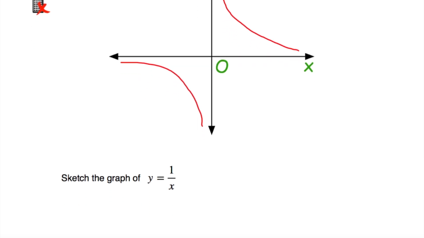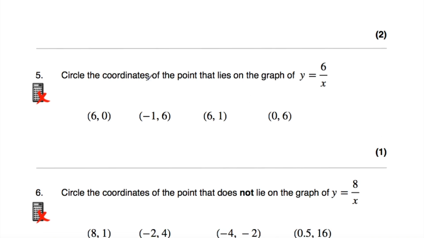Okay, our next question, question number 5. Question number 5 says, circle the coordinates of the point that lies on the graph of y equals 6 over x. So we just need to figure out which of these points lies on this graph. Just remember, each of these points has an x coordinate and a y coordinate. So let's substitute in the values for x and see if we get the right value for y.